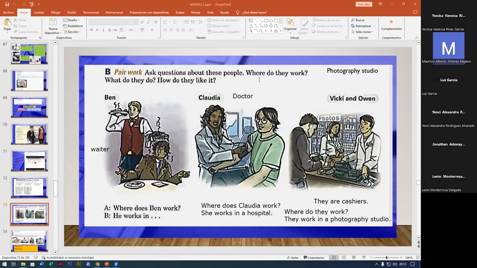Correct one. Okay, now let's check this one. We are going to read it. Mauricio, are you there? Are you present, Mauricio? No? Luz Garcia? Yes, Luz? Okay. We are going to read this one. Where does Ben work? Repeat it, please. Where does Ben work? Thank you.